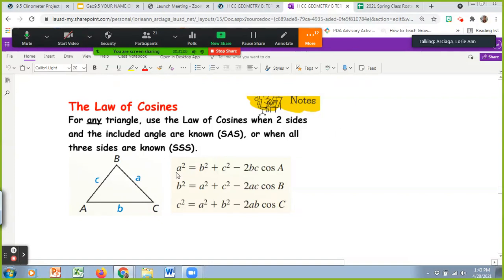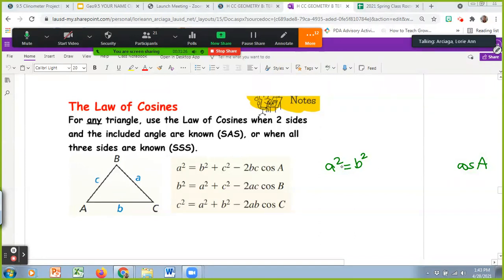I saw that there's a pattern between the letter here and the letter at the end. So if I'm looking for a squared, I'm getting the cosine of the opposite angle A. So that's how I started. Then if this is a, the next two letters will be those that are not a. I'm just mentioning the Pythagorean theorem, but it does not mean that we're using a right triangle here, okay?